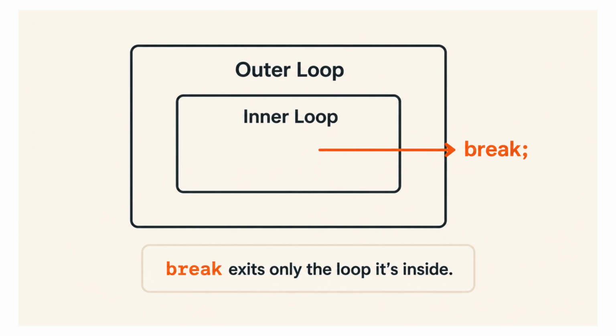Now, this is something a lot of beginners miss, so pay close attention. When you have a loop inside another loop, what we call nested loops, break only exits the loop it's directly inside. So if break is sitting inside the inner loop, it will only stop the inner loop. The outer loop will keep running like nothing happened. This is really important to remember, because if you ever need to exit both loops, you'll need a different approach. But that's a topic for another video.